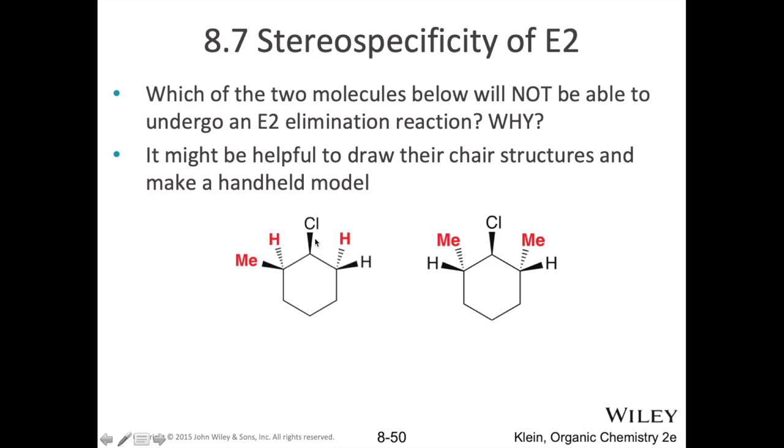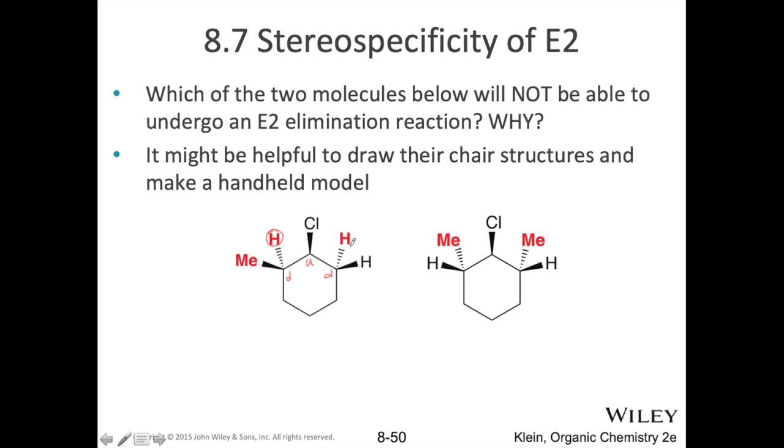So remember, we want our 2 groups to be axial, right? Let's say the solid wedges are pointing up towards us. In order for this chlorine to be axial, this has to be an up carbon. So up carbon, up chlorine, this is going to be axial, which means these beta carbons next to it are pointing downwards. And remember, for an axial position, we need down, down. So in this case, this hydrogen is in that position, which means it will be anti-periplanar to this chlorine, so it is possible to form a double bond here.